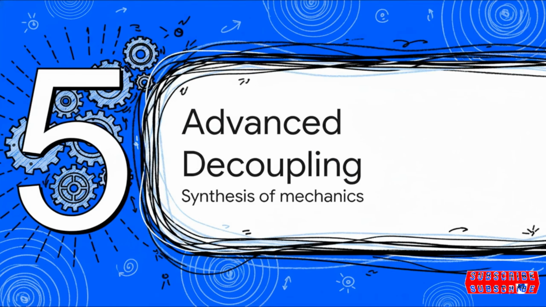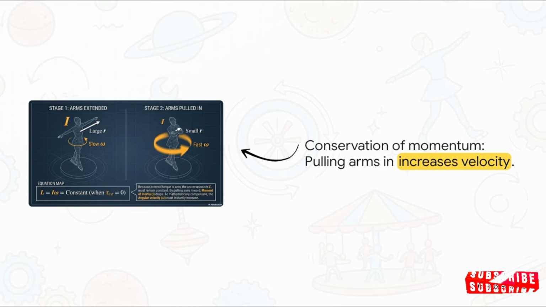And finally, Section 5, Advanced Decoupling. For our advanced learners out there, let's culminate this study session by looking at the ultimate synthesis of classical mechanics. We have to talk about the conservation of angular momentum. A spinning figure skater perfectly proves everything we've just talked about mathematically. Because there's no external torque acting on her, her total angular momentum, L, has to remain entirely constant.